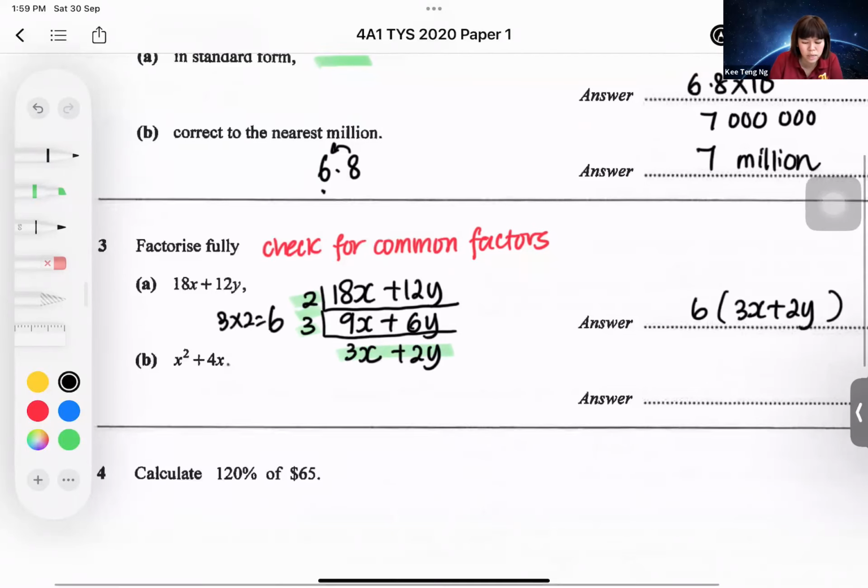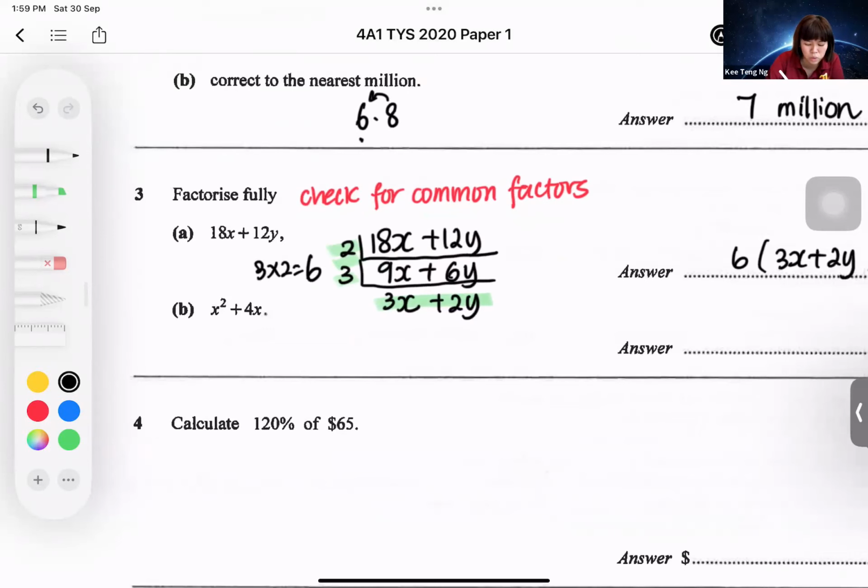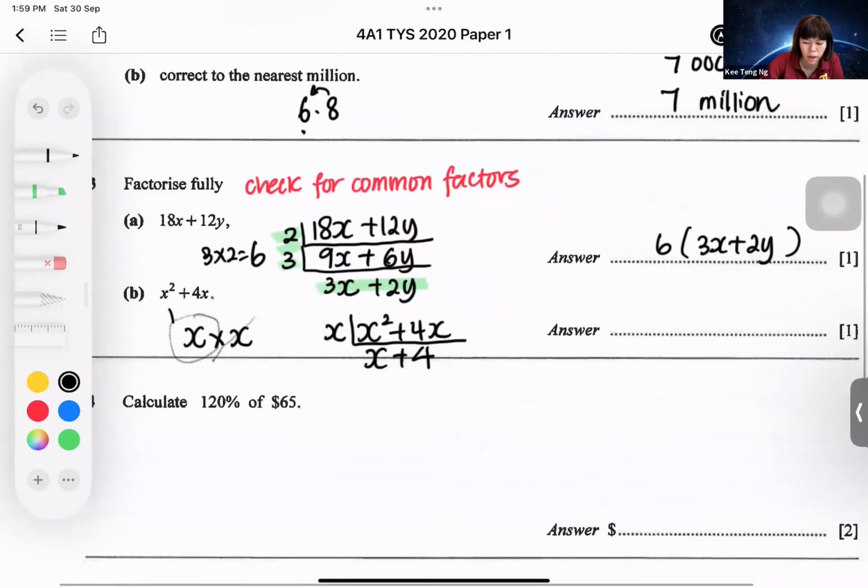Okay, next question, x squared plus 4x. To factorize this one, we have to understand that x squared is made out of x times x, 2 times, right? There are 2 of it. So in this case, I have x squared plus 4x. If I divide out the common factor x, I remove one of the factor x, I'm still left with x itself. And 4 times x divided by x will give me 4. So inside my answer, x will be outside, and the other bracket will have x plus 4. Have you gotten the answer?